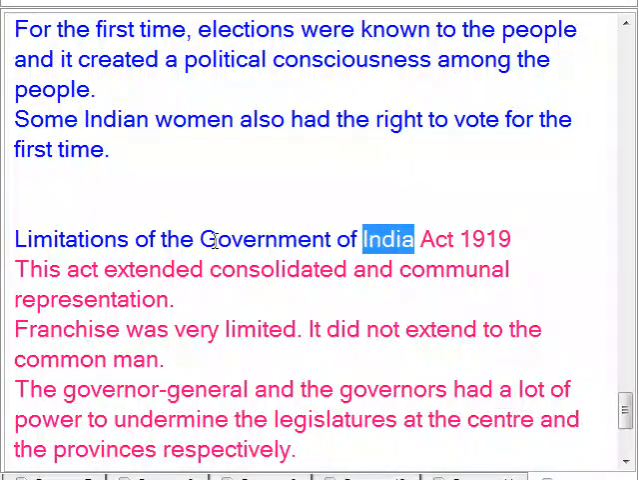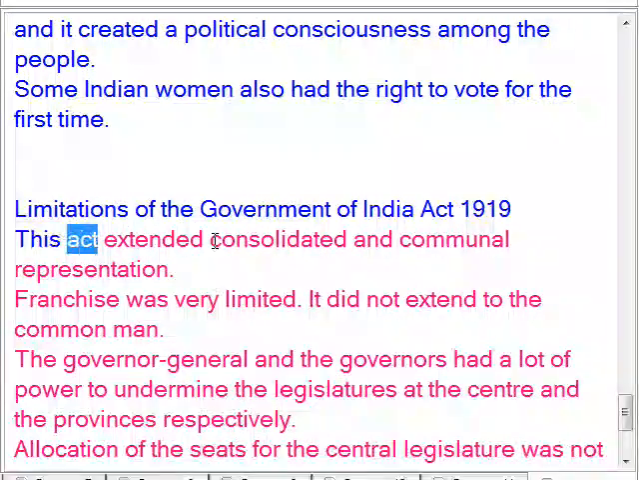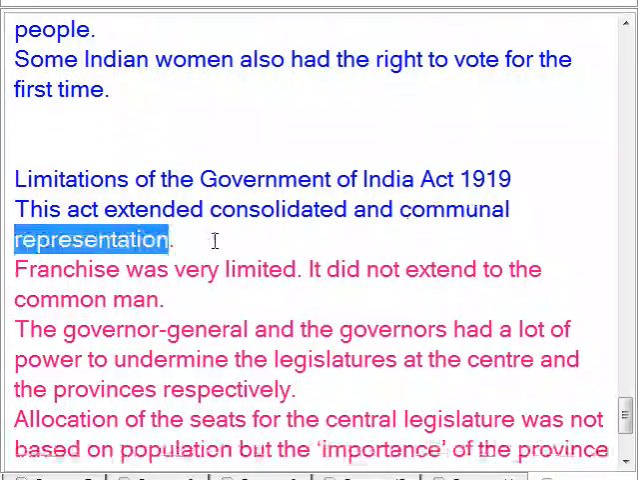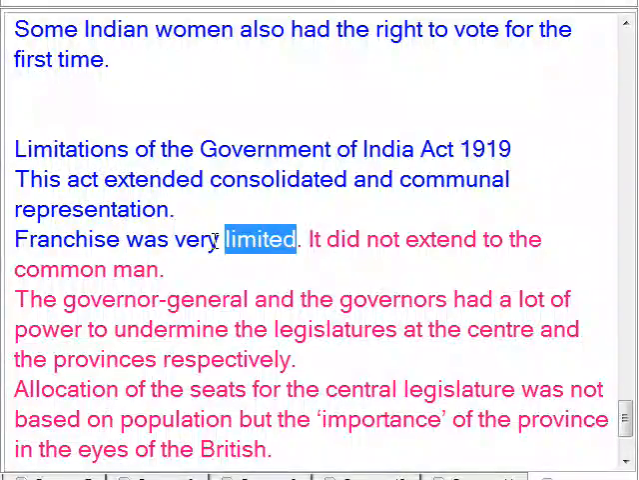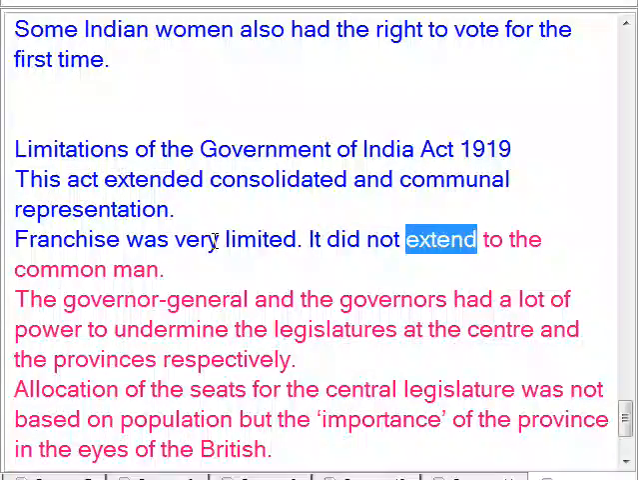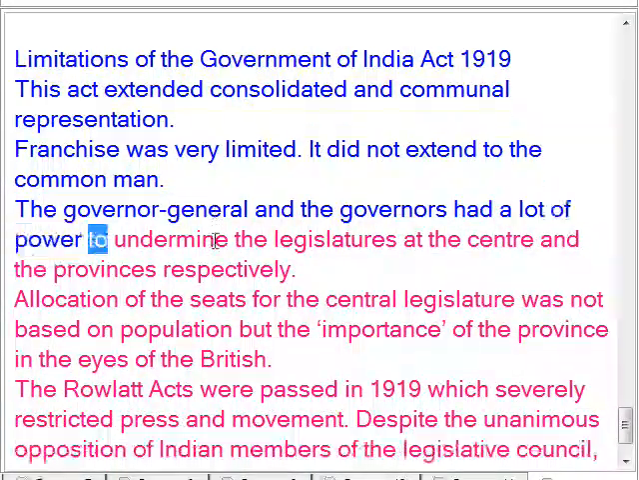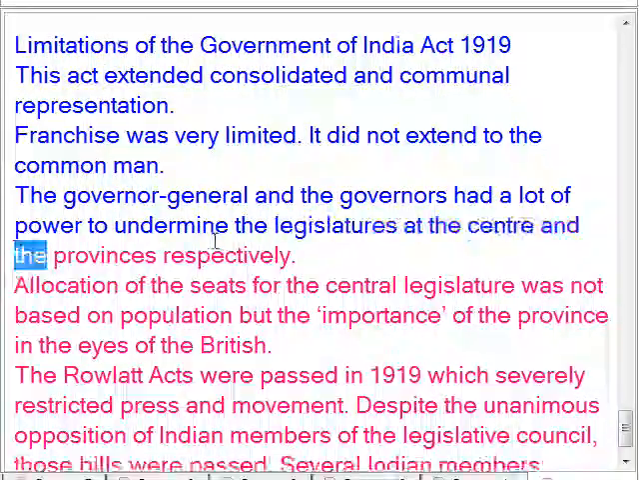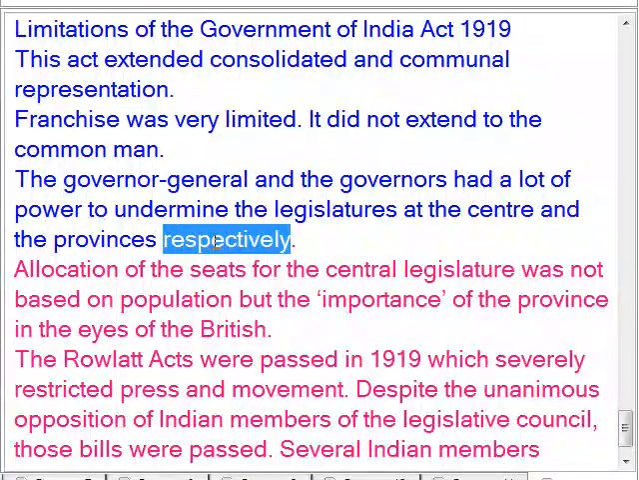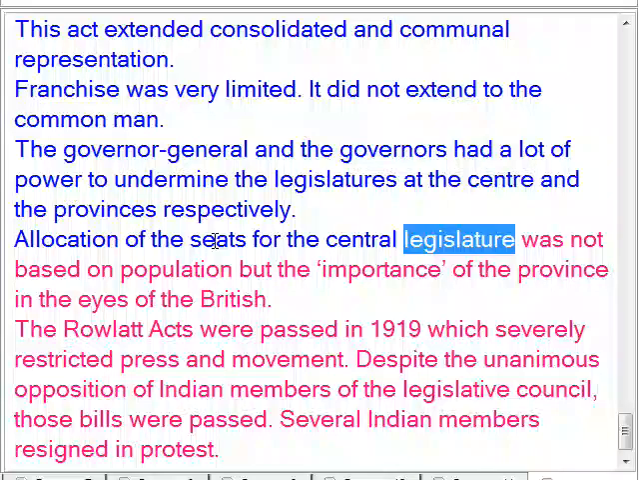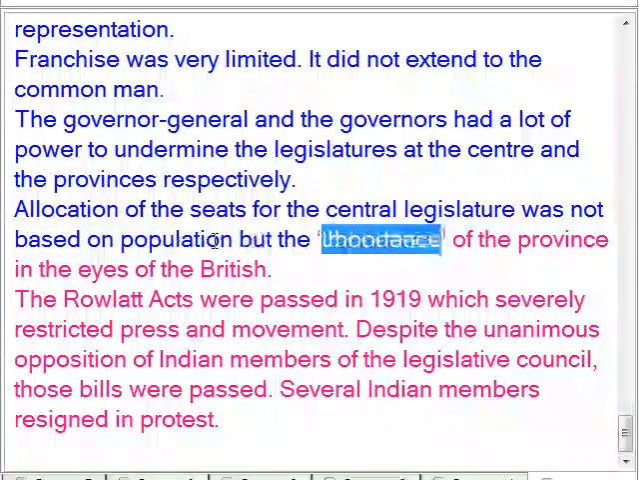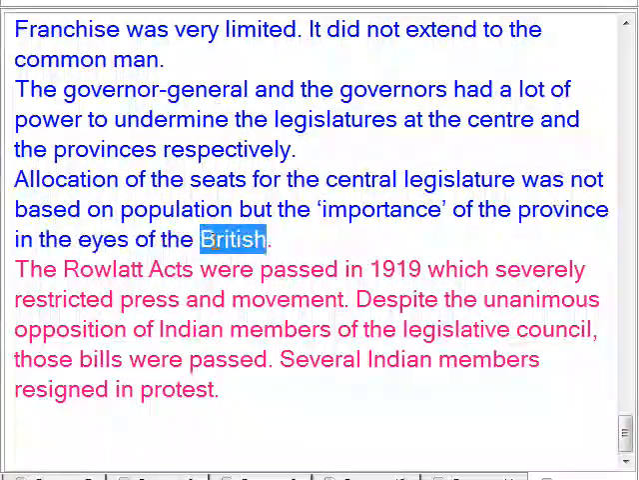Limitations of the Government of India Act 1919: this act extended communal representation. Franchise was very limited. It did not extend to the common man. The Governor-General and the governors had a lot of power to undermine the legislatures at the center and the provinces respectively. Allocation of the seats for the central legislature was not based on population but the importance of the province in the eyes of the British.